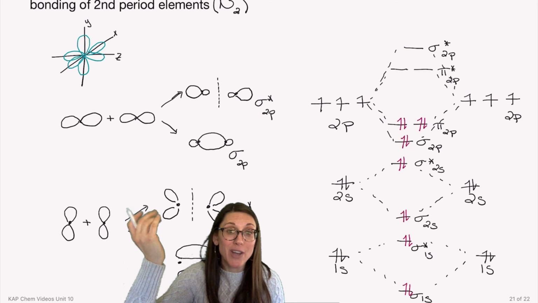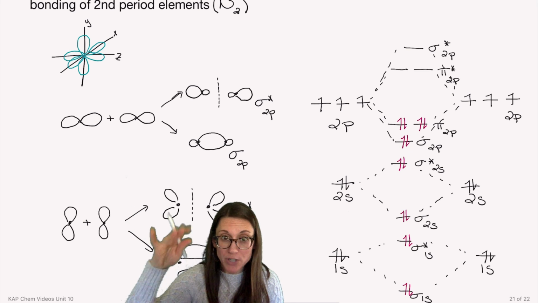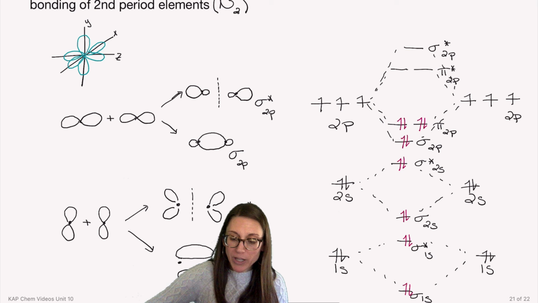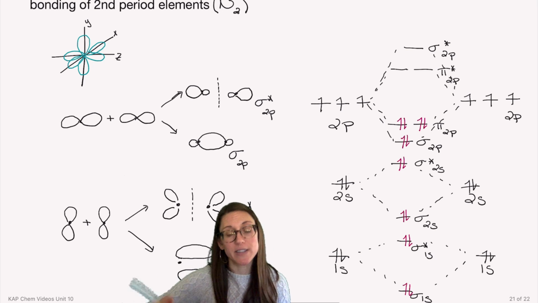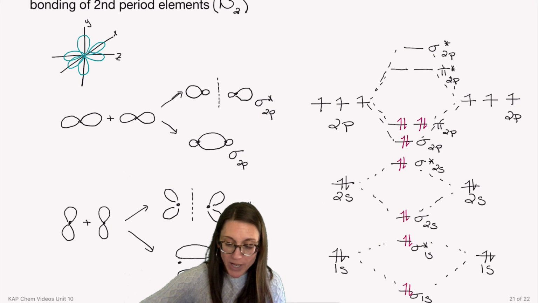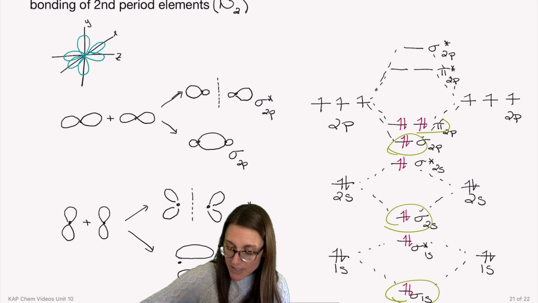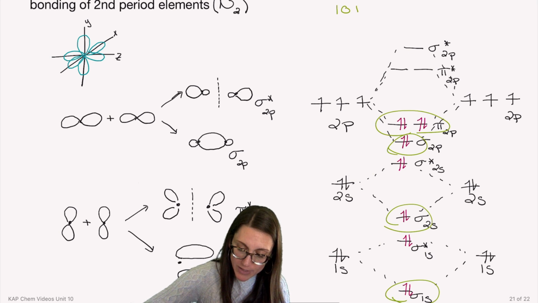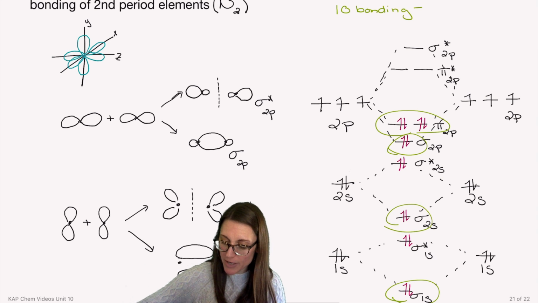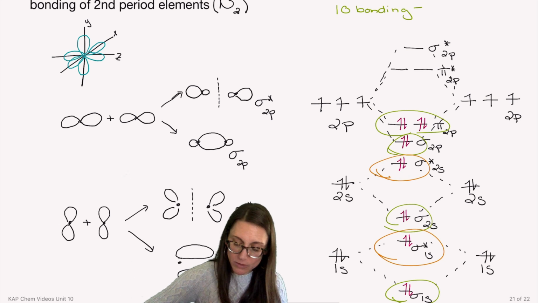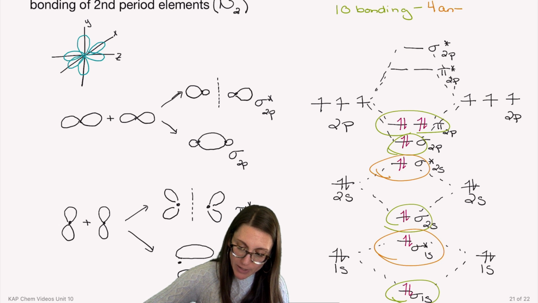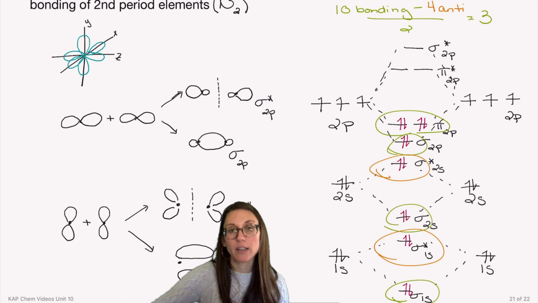Now I want to do one last thing. I just want to calculate bond order, and we're going to call it done, and we'll talk more about stuff in class. Remember to calculate your bond order. You are going to take the number of bonding electrons minus the number of anti-bonding electrons. So bonding electrons, 2, 4, 6, 8, 10. So 10 bonding electrons minus anti-bonding electrons, 2, 4. 4 anti-bonding electrons. Take that, divide by 2, we get a bond order of 3.